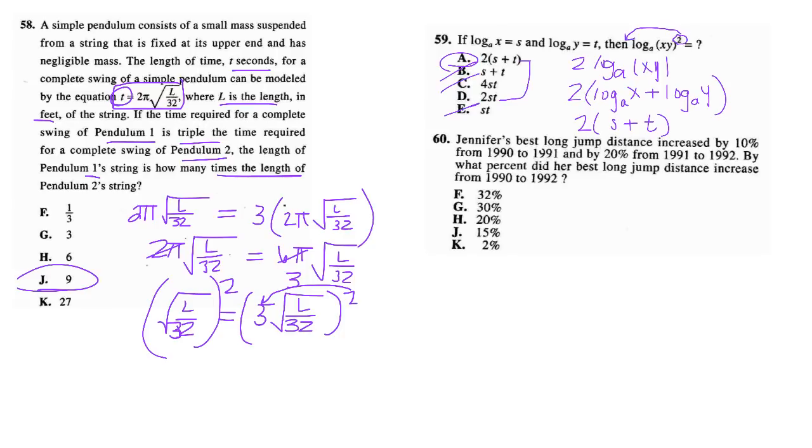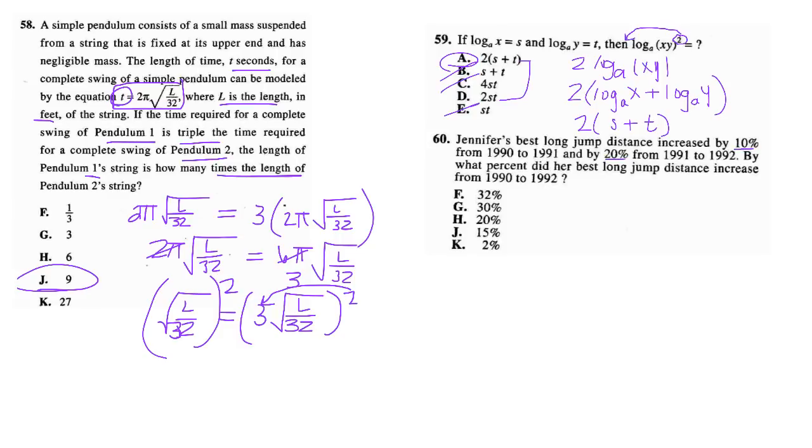Okay, moving on to our last problem. Jennifer's best long jump distance increased by 10% from 1990 to 1991, and then by 20% from 91 to 92. By what percent did her best long jump increase from 90 to 92? And please don't just try to add those two percentages. People do that all the time. They want to say 10 plus 20, 30. Oh, look, it's answer choice G, and you miss it. So be careful with that.